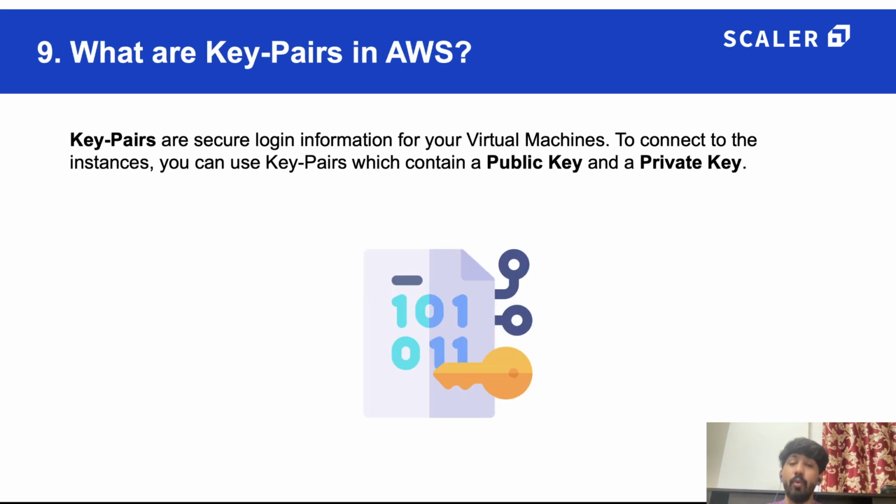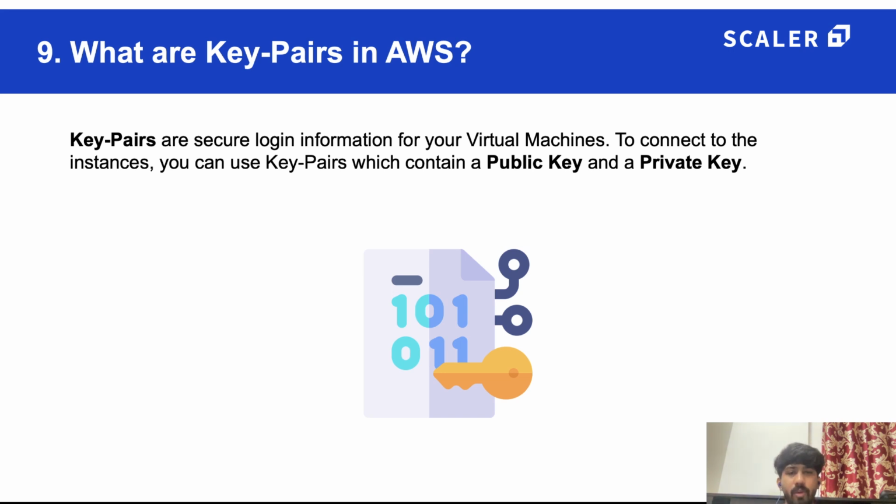Coming to the next question, what are key pairs in AWS? So when you create a virtual machine in AWS, you would have to create something called a key pair. If you already have a key pair, you don't have to create it. You can use the previous one which you already have. But if you do not have one, you will have to create a key pair. Without that, you will not be able to create a virtual machine. So it is secure login information for your virtual machines.